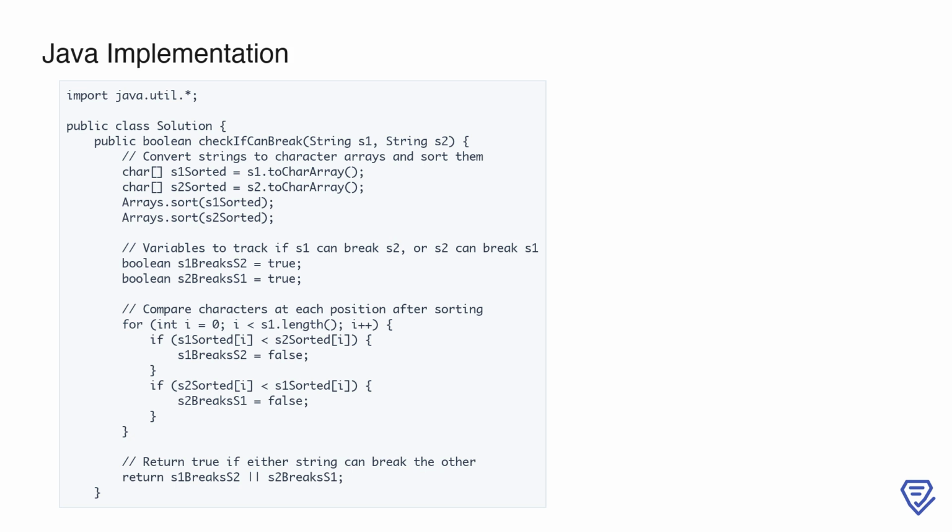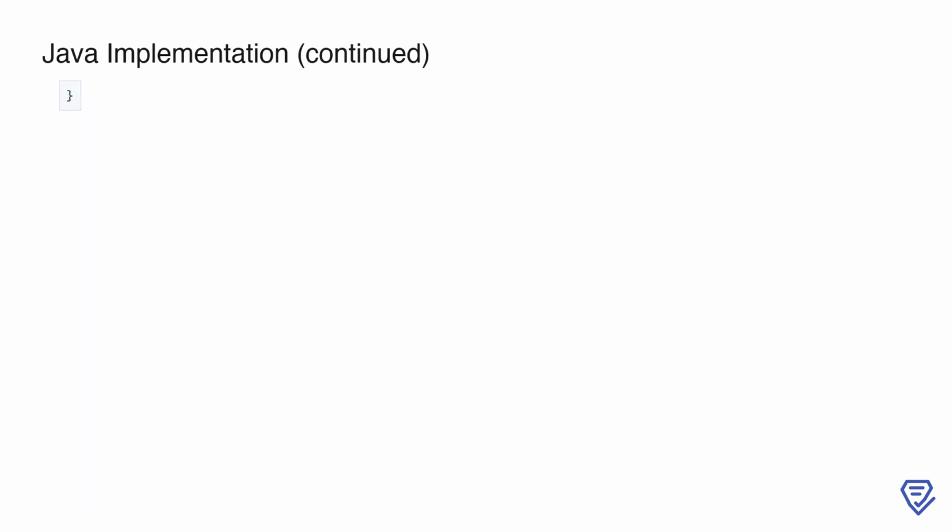If a character in S1 sorted is smaller than its counterpart in S2 sorted, we set S1 breaks S2 to false, meaning S1 cannot break S2 at that position. Similarly, if a character in S2 sorted is smaller than its counterpart in S1 sorted, we set S2 breaks S1 to false. This comparison continues for all indices of the arrays. Finally, after the loop completes, we return the result of the logical OR operation between S1 breaks S2 and S2 breaks S1. If either variable remains true, it means one string can break the other.